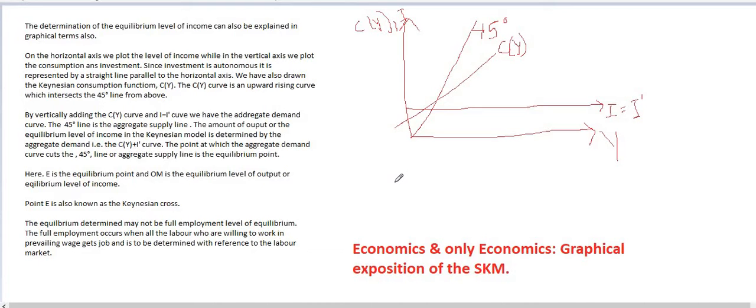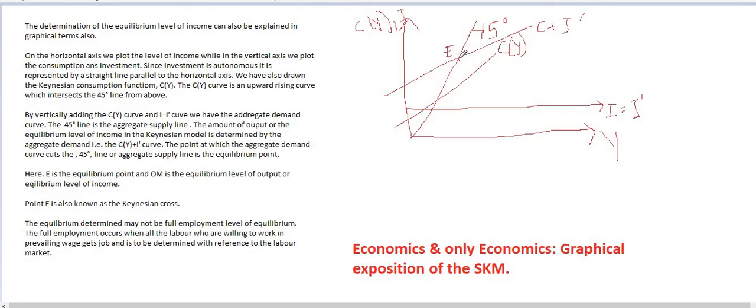What is the aggregate demand curve? Aggregate demand is nothing but the sum of consumption and investment. So C(Y) when added to I prime will shift a bit higher like this, and this will be our final aggregate demand curve. It intersects the 45-degree line at a point E.